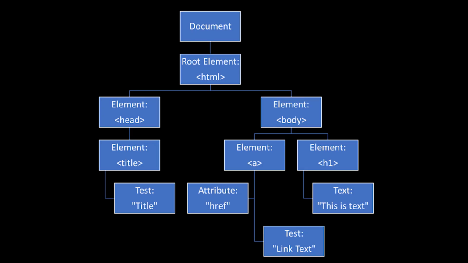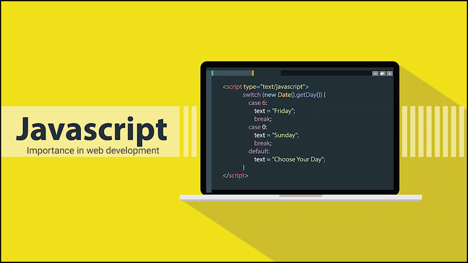All of these under the HTML are the elements, including head, body, title, and heading. With the help of JavaScript, DOM can access or manipulate elements. JavaScript can also change the elements, tags, or attributes.